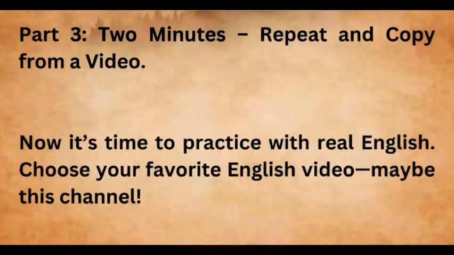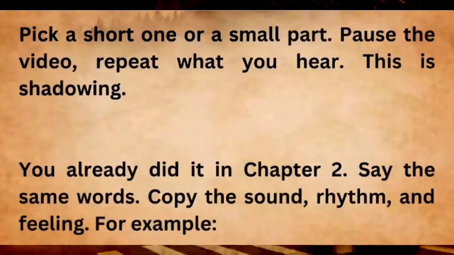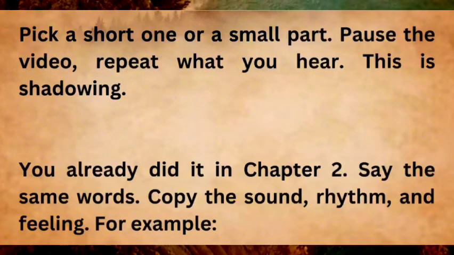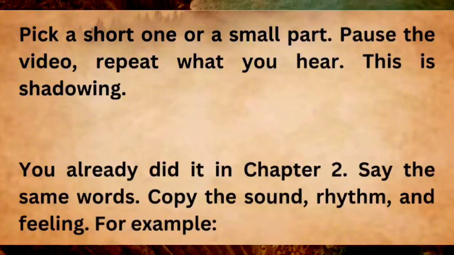Part 3, 2 minutes. Repeat and copy from a video. Now it's time to practice with real English. Choose your favorite English video, maybe this channel. Pick a short one or a small part. Pause the video, repeat what you hear. This is shadowing. You already did it in Chapter 2. Say the same words. Copy the sound, rhythm, and feeling.